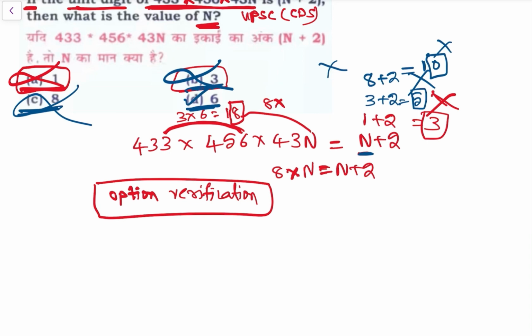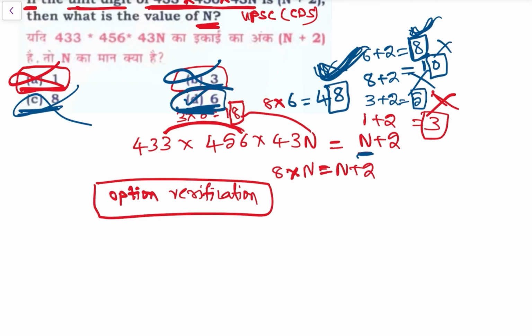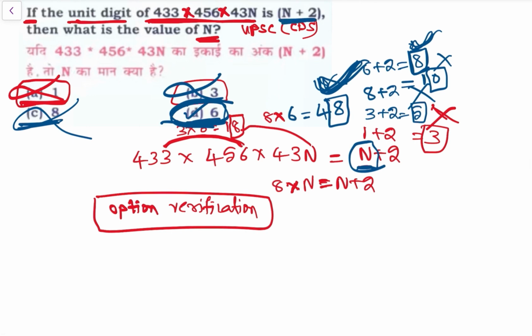Then option D is left, that will be correct, let's check that. Take n is equal to 6, so 8 into 6, 6 6s are 36, 7 6s are 42, 6 8s are 48, so here 8 is the unit digit we are getting. Now let's keep 6 in n plus 2 also, so 6 plus 2 is 8, so 8 is the unit digit here also. So for this side expression we get 8, and here also we are getting 8, so n is equal to 6 holds correct.